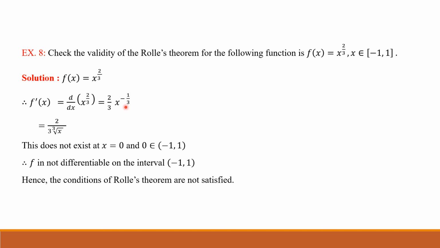Then 2 by 3. Take this degree positive, therefore in the denominator x raised to plus 1 by 3, meaning cube root of x. Therefore f dash of x equal to 2 by 3 into cube root of x. This does not exist at x equal to 0. Suppose x equal to 0, then the denominator is 0. Therefore it does not exist at x equal to 0.